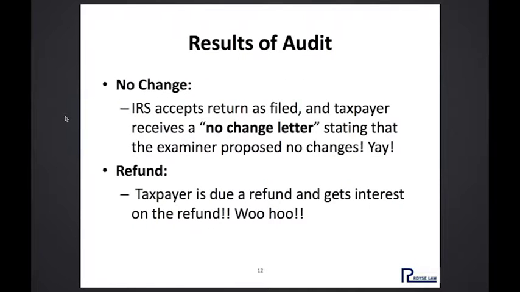All right, let's say now we're at the end of the audit. So what are some of the results of the audit? I broke it down into 4 different types of results. The first would be a no change audit. That's where the IRS accepts the return as filed, and the taxpayer would get a no change letter stating the examiner proposed no changes. And that's a great result. So I wrote, yay, a no change. Now, a second type of result, which is even better, would be where the taxpayer gets a refund and gets interest on the refund. Woohoo! Now that's really great.